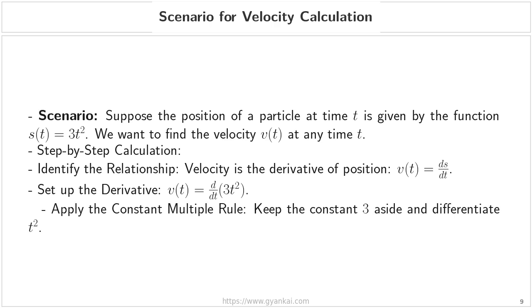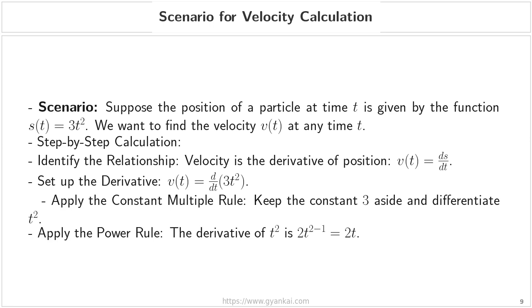To solve this, we apply the constant multiple rule. This means we can keep the constant coefficient, which is 3, aside for a moment and focus solely on differentiating the variable part, t squared. Now we apply the power rule that we mastered in the earlier slides. To differentiate t squared, we bring the exponent 2 down to the front and subtract 1 from the power. This gives us 2t to the power of 2 minus 1, which simplifies simply to 2t.